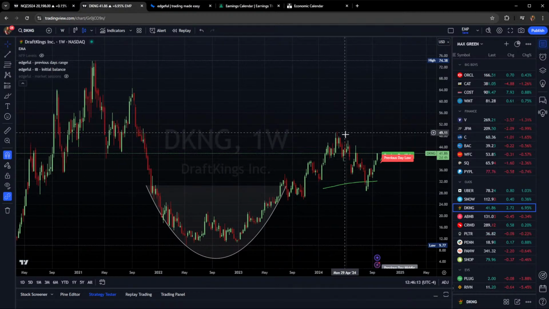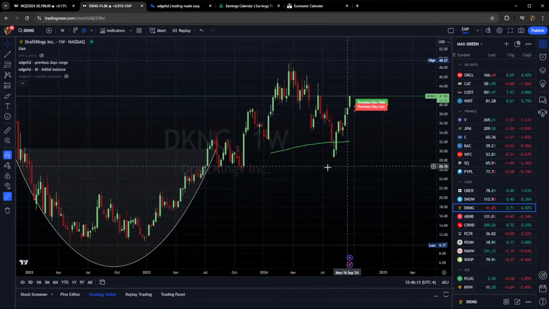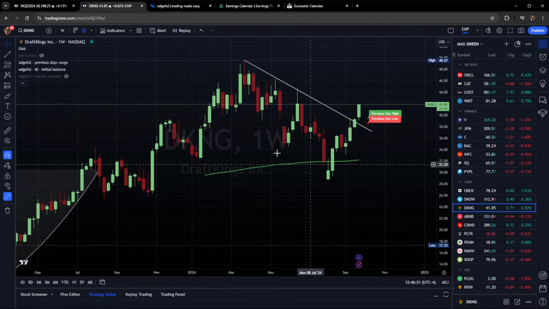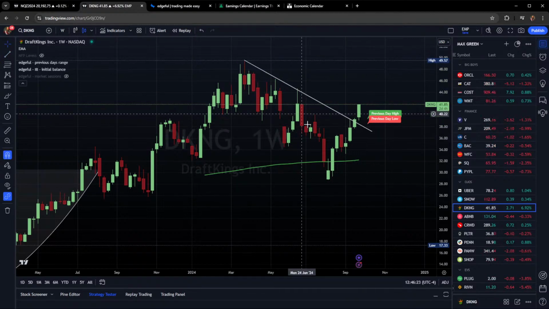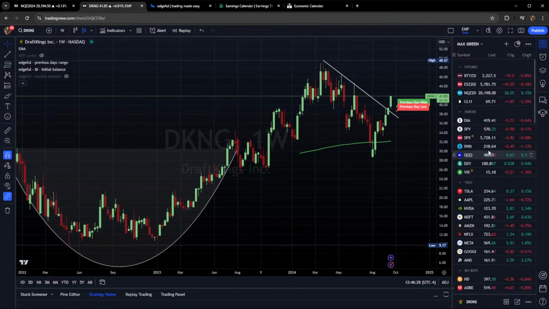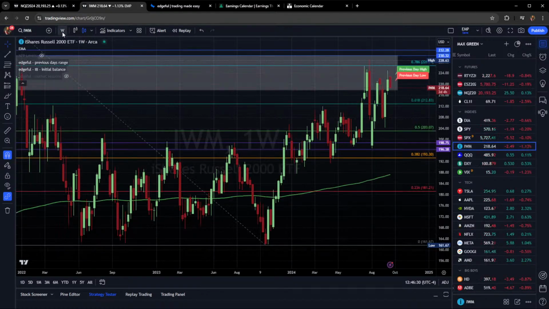This actually looks like a pretty good chart. Look at that weekly. It's a nice little flaggy flag there. IWM was always a short.